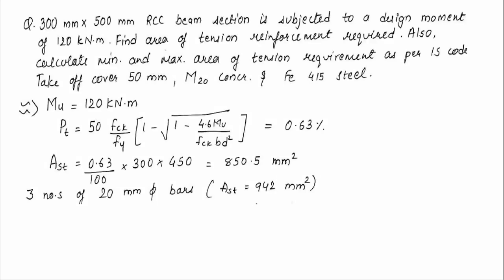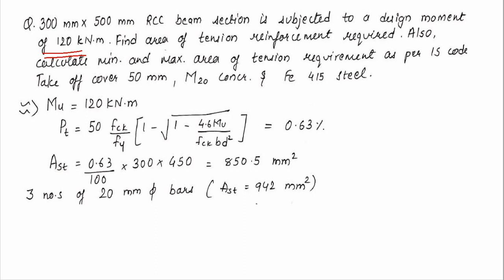So moving on to the new question. The question here is: a 300 cross 500 mm RCC beam section is subjected to a design moment of 120 kilonewton meter. As it is said, a design moment, referring to our previous videos, hope you have remembered, if it is asked as design moment, there is no need to multiply the value by 1.5, the factor of safety. So we will be dealing with this directly, that is our Mu.